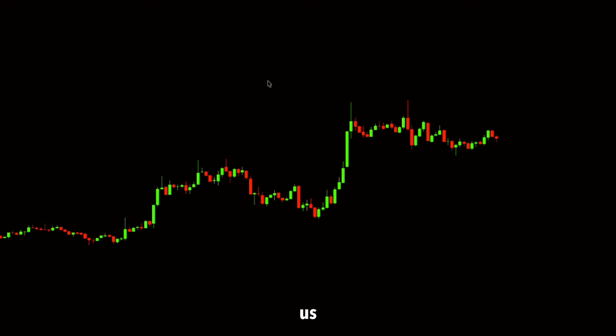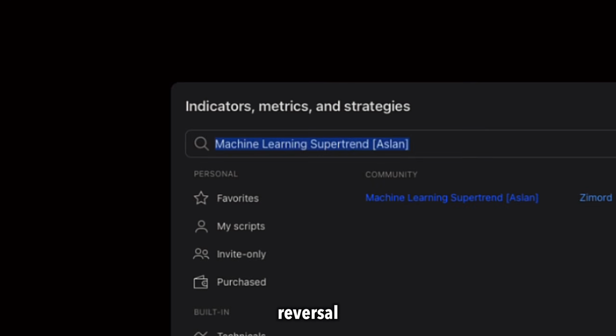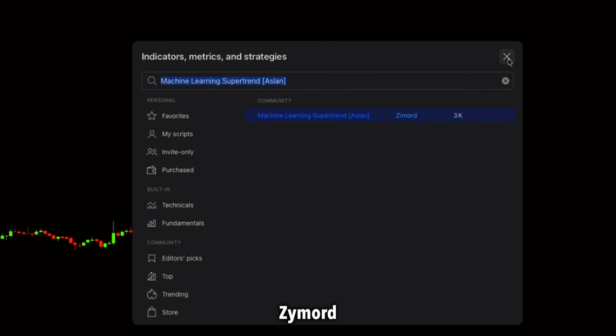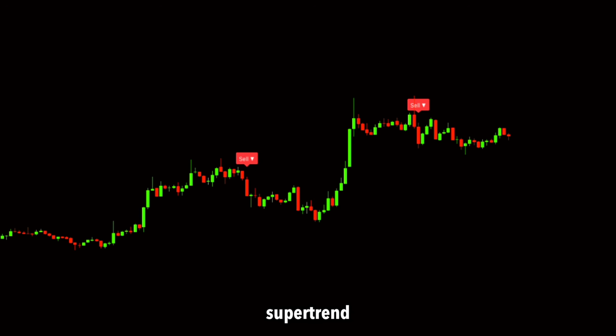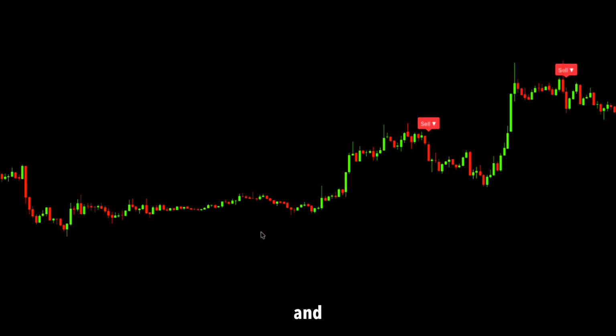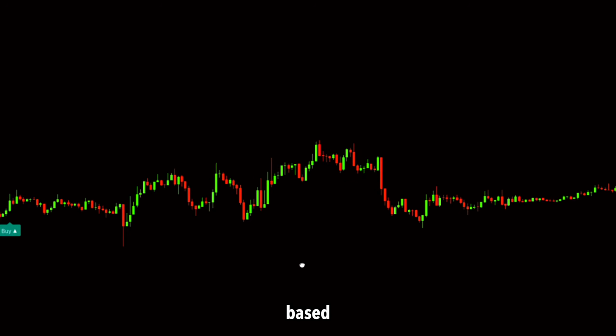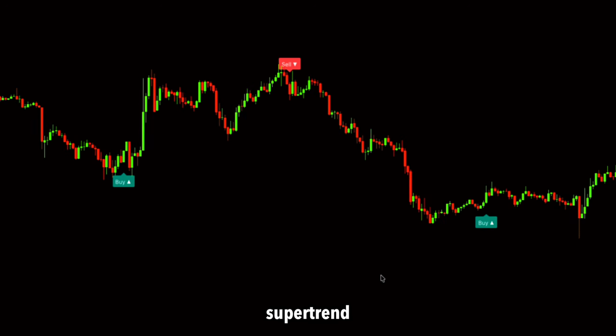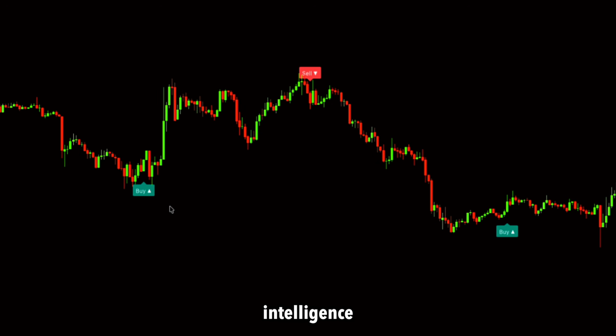All right, now let us jump into these two powerful reversal indicators. The first indicator we are looking at is the Machine Learning Supertrend by Zymord. This is not your standard Supertrend indicator. This thing actually learns from its own performance and continuously adjusts its parameters based on what is working and what is not. At its core, this is a Supertrend foundation with adaptive intelligence.